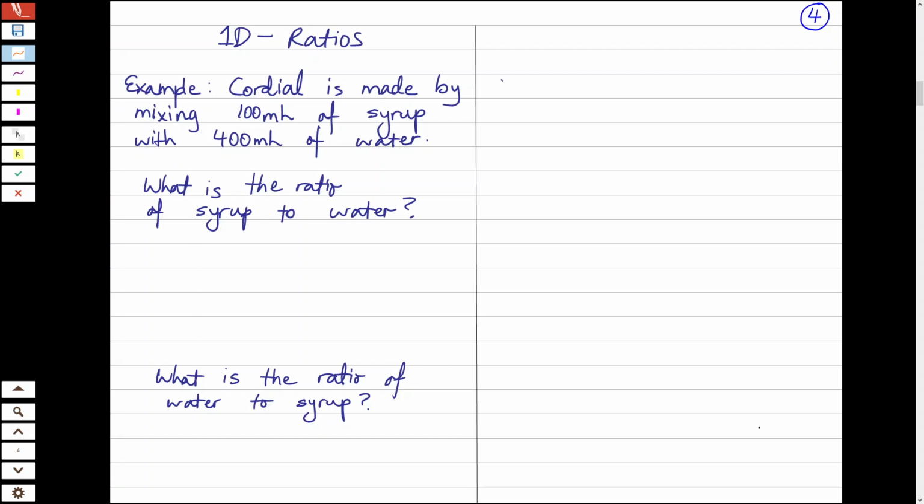All right. So in this example, I've said I'm going to make 500 mils of cordial by taking 100 mils of syrup and adding 400 mils of water to it. So I have half a liter of cordial overall.